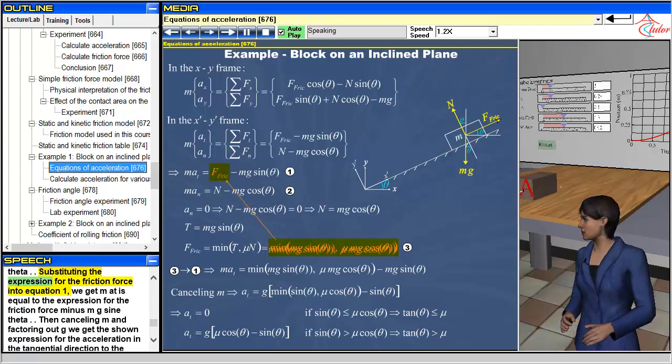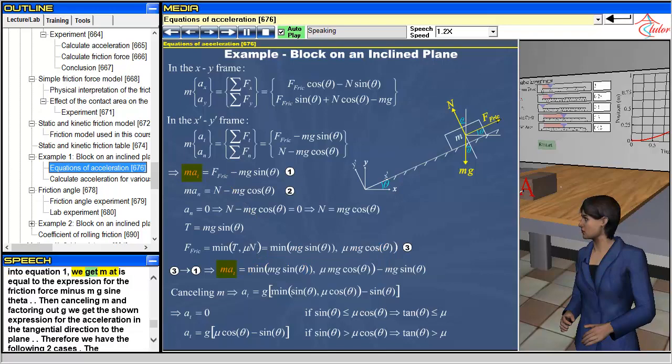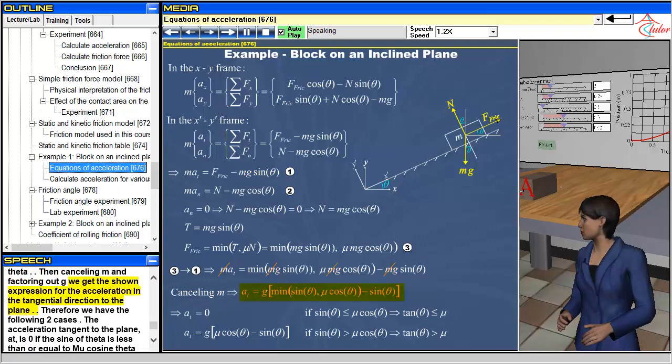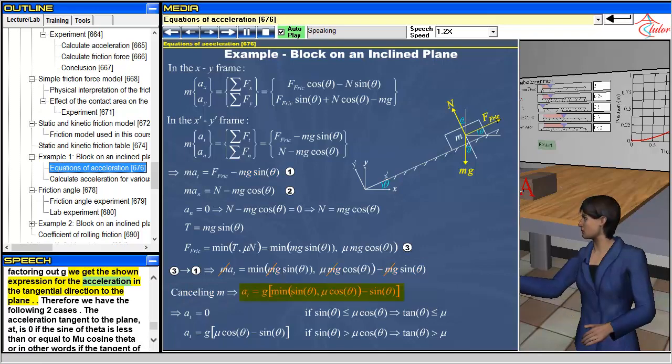Substituting the expression for the friction force into equation 1, we get m a_t is equal to the expression for the friction force minus mg sine theta. Then cancelling m and factoring out g, we get the shown expression for the acceleration in the tangential direction to the plane.